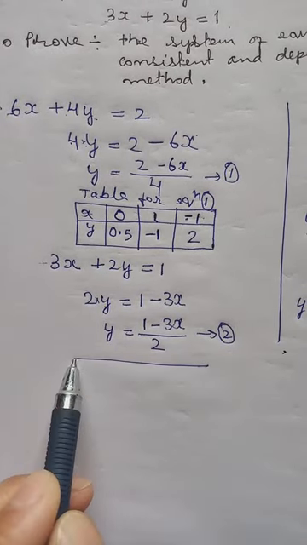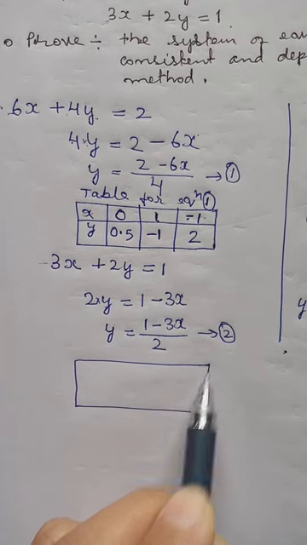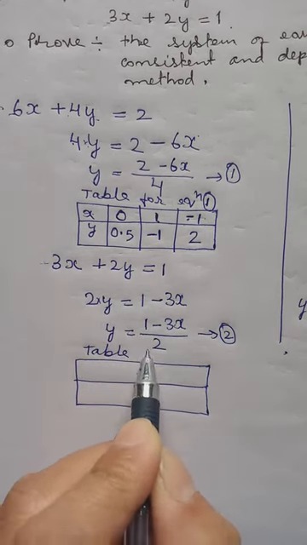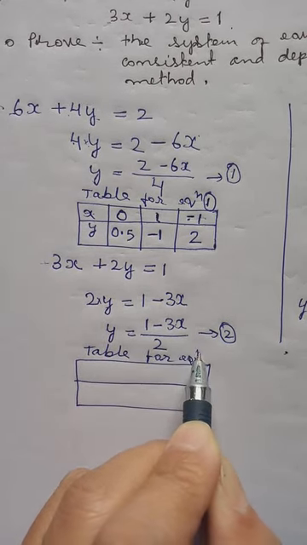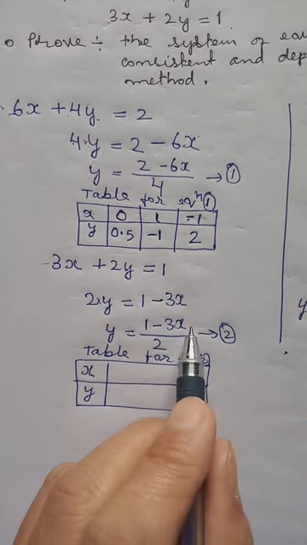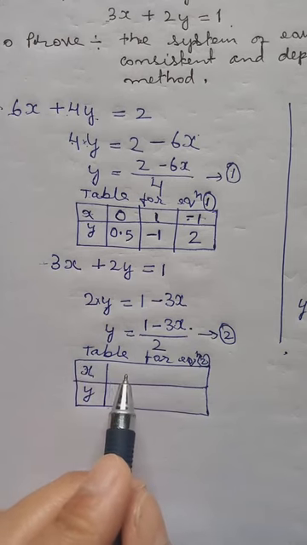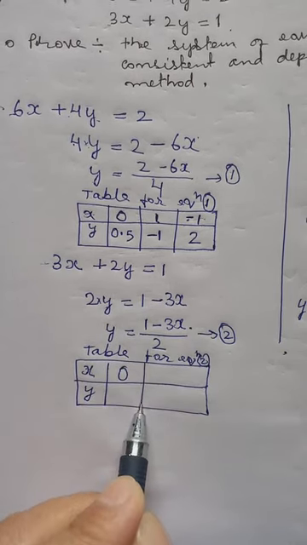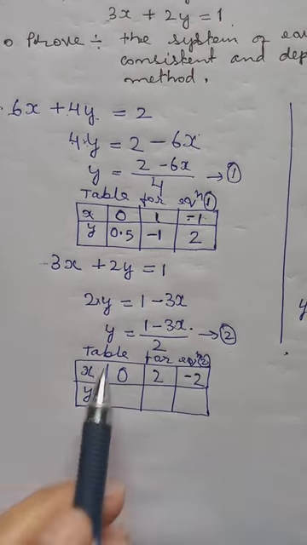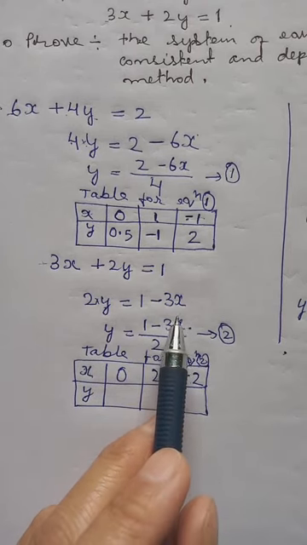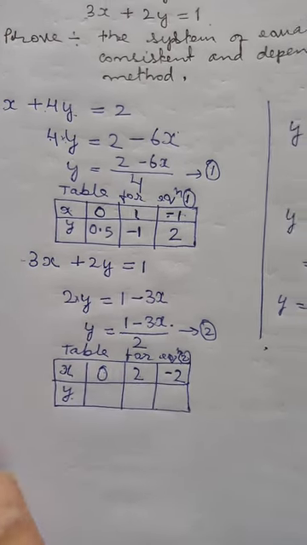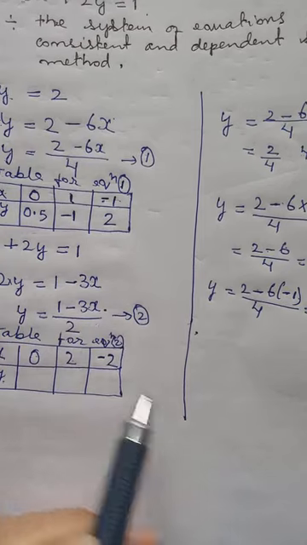Again, now I will have to draw another table so that I will calculate values for x and y. So this one we can write as the table for equation 2, with x and y. Here also, because I took x to the other side, we can choose any 3 values for x. Then we put 0, then 2, then minus 2. You can choose any value, no problem. The same way, here in place of x we'll put 0, 2 and minus 2. Then we will calculate the value for y in the rough work using this one.